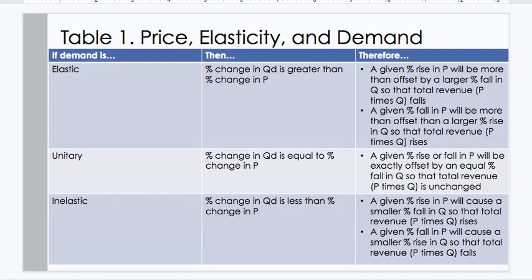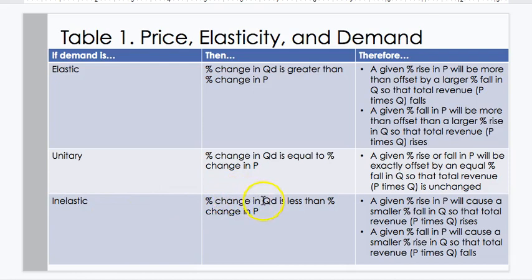Price elasticity and demand. Again, we have another way of looking at all of the different ways that revenue will be affected if demand is elastic, unitary, or inelastic. For demand being elastic, the percent change in quantity demanded is greater than the percent change in price. For a given percent increase in price, we'll have a larger percent fall in quantity, so total revenue falls. A given percent fall in price will be more than offset by a larger percent rise in quantity, so total revenue rises. Let's go ahead and look at inelastic.